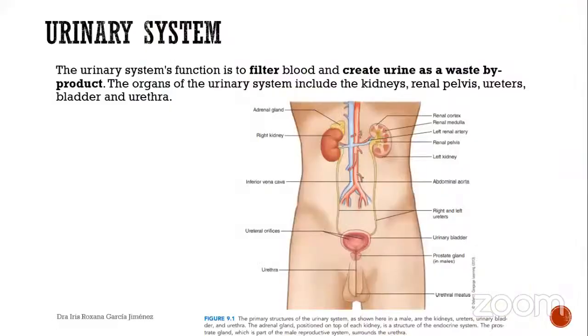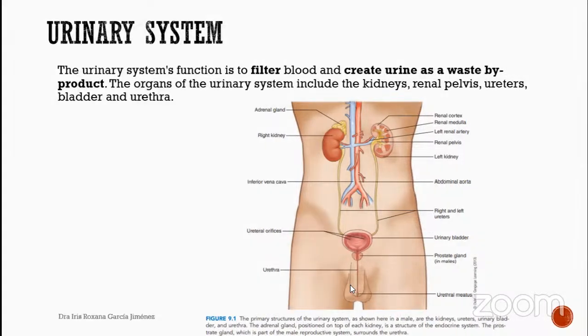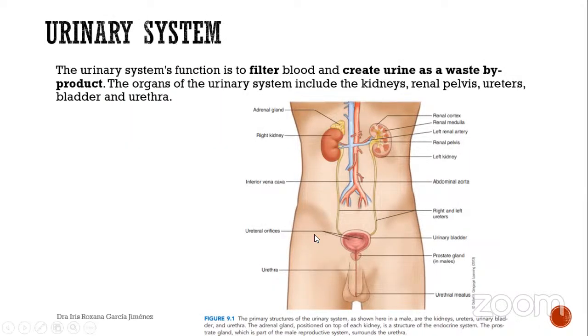About the urinary system, its function is to filter blood and create urine as a waste byproduct. The organs of the urinary system include the kidneys, renal pelvis, ureters, bladder, and urethra. We have the anatomical review, a general view of this here. Please check all of this, practice on this.